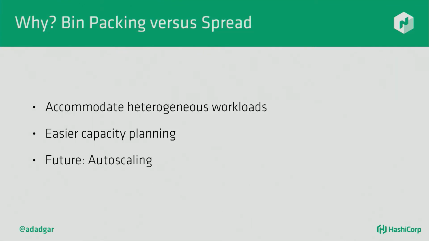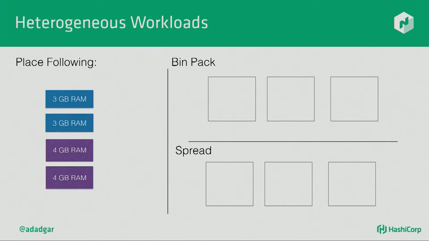The question of why really breaks down into bin packing versus spread. So these are the 2 most common algorithms schedulers will use. Why we pick bin packing is really for 3 reasons. It's better at accommodating heterogeneous workloads. It's easier for operators to do capacity planning. And in the future, it makes auto-scaling better. So we'll go through each.